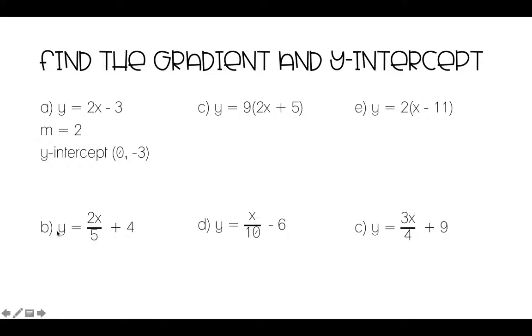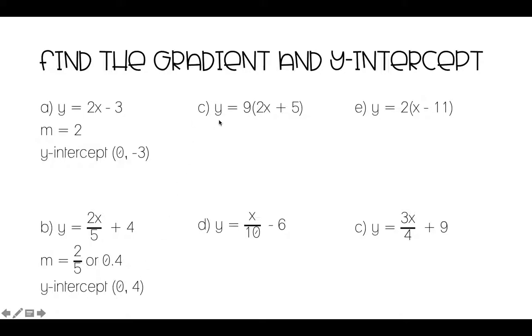The second one, y equals 2x over 5 plus 4. Our gradient is 2 over 5. So essentially our gradient is the whole fraction without our x symbol there, or 0.4 as a decimal. And our y-intercept is (0, 4).